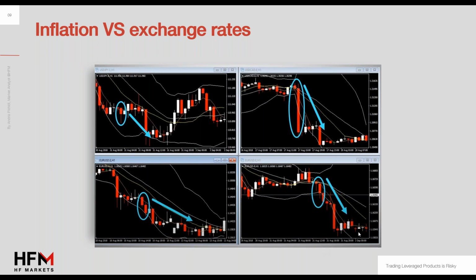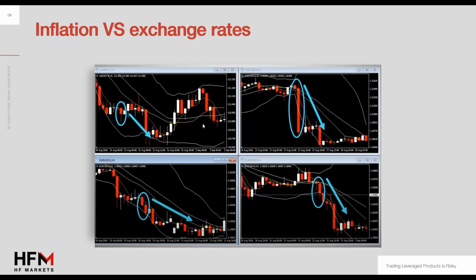These screenshots are taken after the release of inflation figures out of the US, and you can see how the market reacted at the time of the release, and how we could see the perception of the inflation reading in the Forex market. This is why I put this chart on.